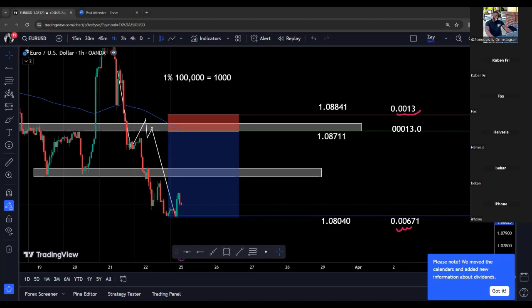All right, so in this case, y'all, what lot size can we use that would equal $1,000? Right, let's find out.